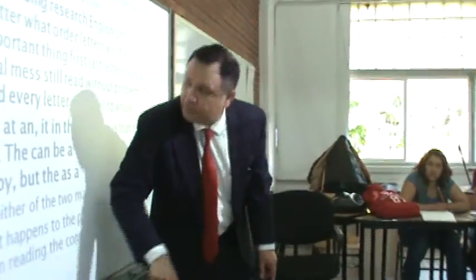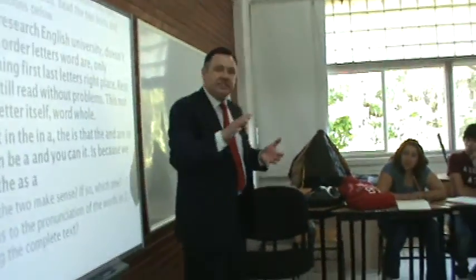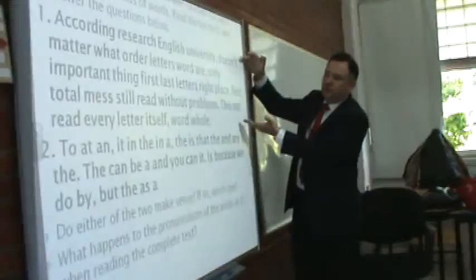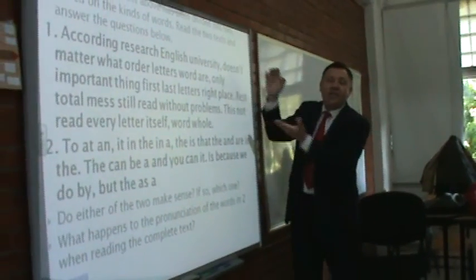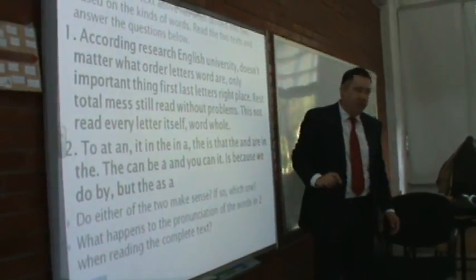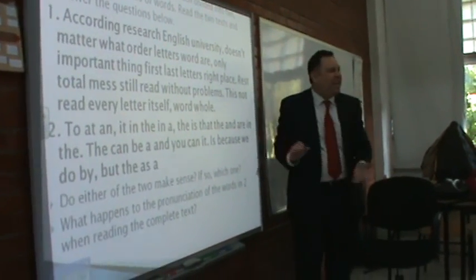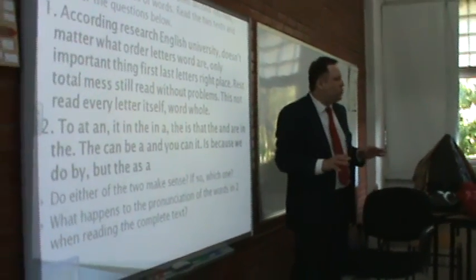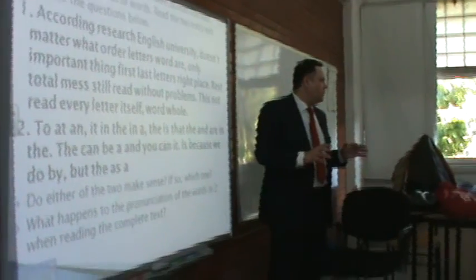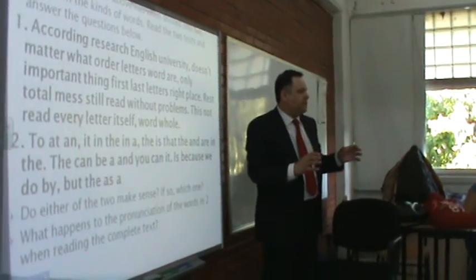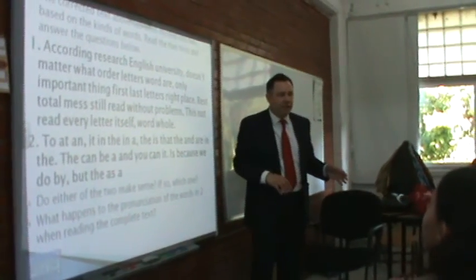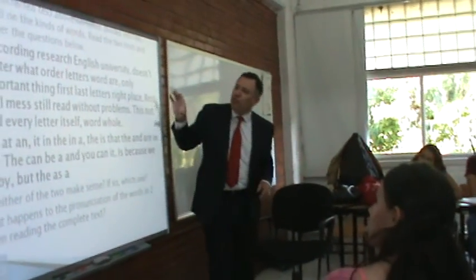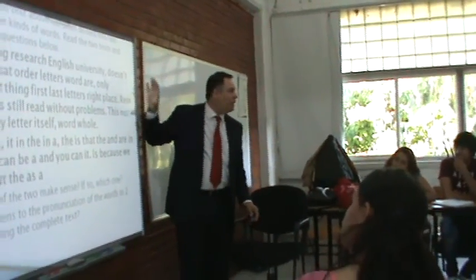Let's check this. For example, I have divided the text into two parts. Okay? 1 and 2. In number 1, I have the important words to meaning. In number 2, we have the less important words, the ones that work as connectors. We have direct sentences, but they are not important to meaning. Now, can you read number 1?